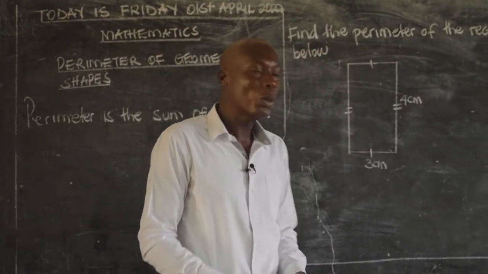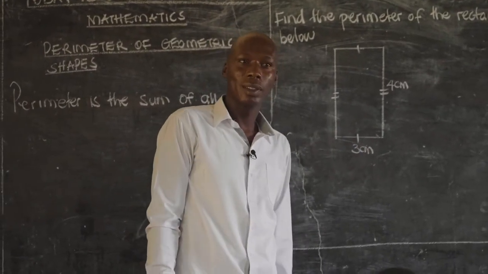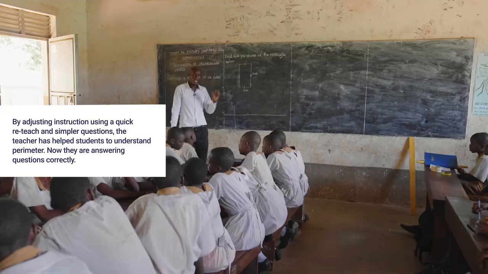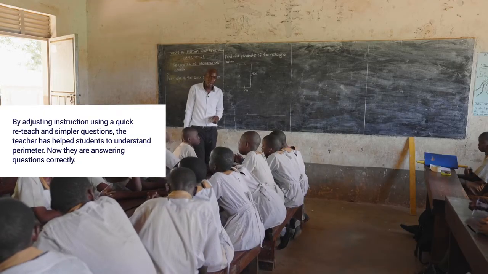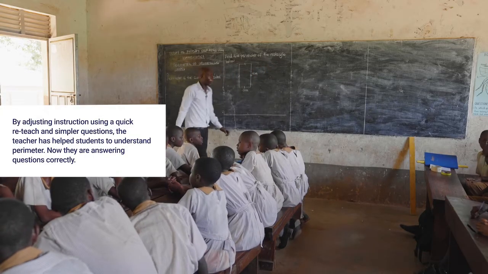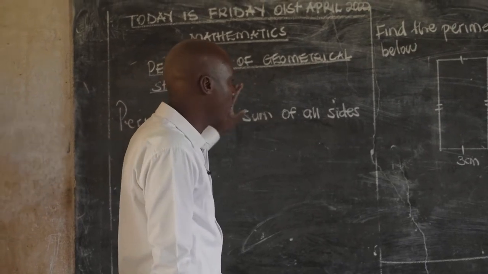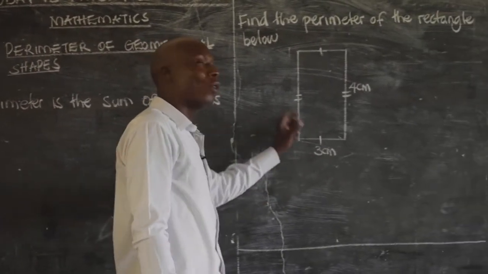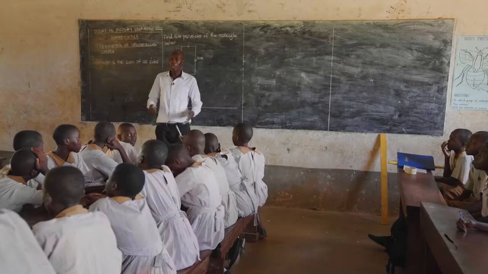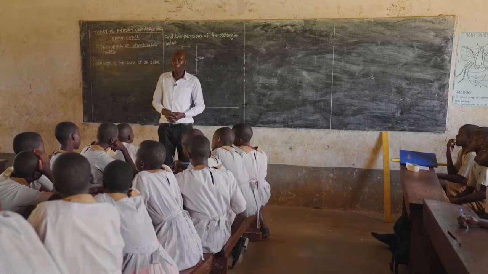Can I have someone who can tell me why her answer is right? Aaron? She has added all the sides of a rectangle. Let us say she has added all the sides. So she has brought out our definition of perimeter. We say perimeter is the sum of all sides. That's great, class. I think we have all understood how to get the perimeter.